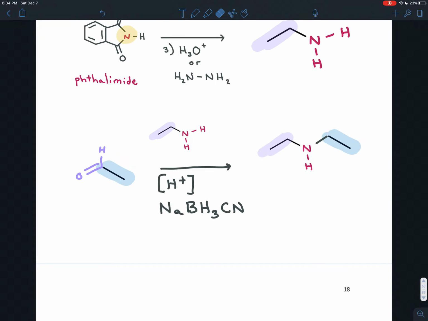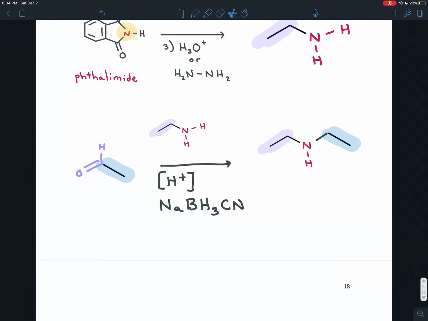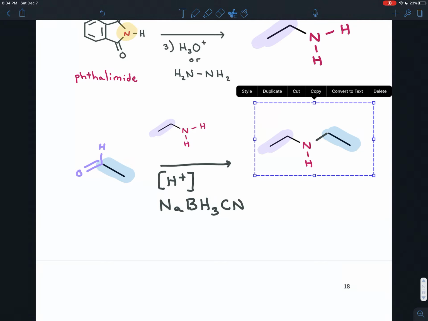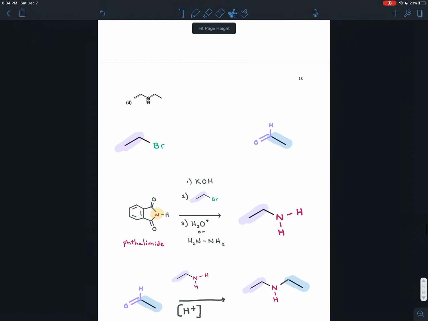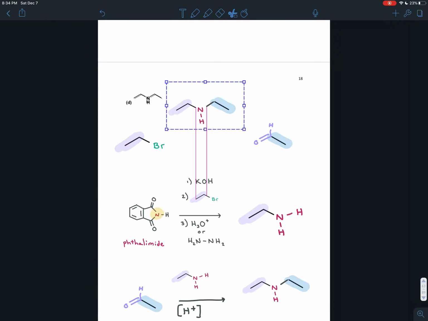And that hydrogen is still there, but I'm going to erase it because it's implied in the skeletal structure. And you could see that what we have at this end step is the same structure that we wanted in the very beginning.